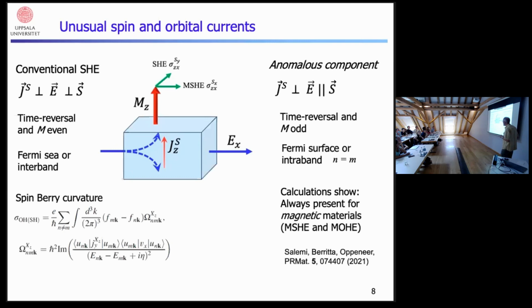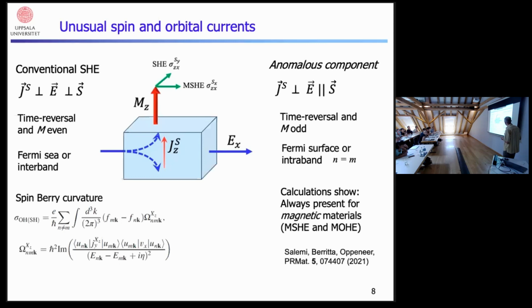Now, if you go to these other effects, the anomalous effects, they actually have another convention. So when I have the spin current going in this direction, the electric field in this direction, then the spin polarization is parallel to the electric field. So it does not follow this convention, but it is different. And these effects are time reversal odd. And actually they are not given by the Berry curvature, but they are given by the Fermi surface. So n must be equal to m. And so we discovered this effect.